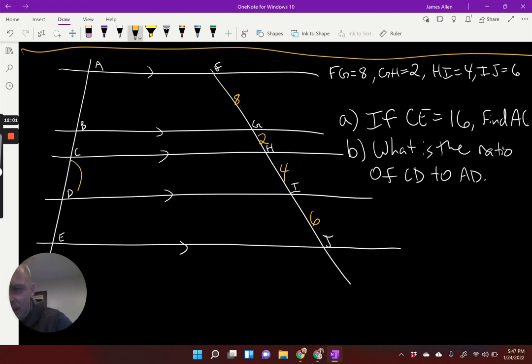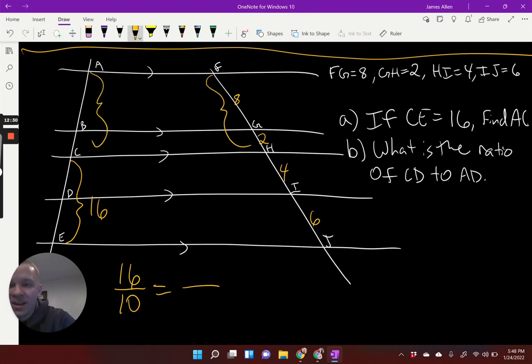So CE, we're saying this is 16. We want to find AC. If I'm going to set up a proportion, I know that I'm working with the 16, and then right across from that, we have 10. So I can do 16 over 10 or 10 over 16. And then I want AC. Well, what's across from AC? 8 plus 2 is 10. That's lame. But obviously we can see here that AC is going to be 16.